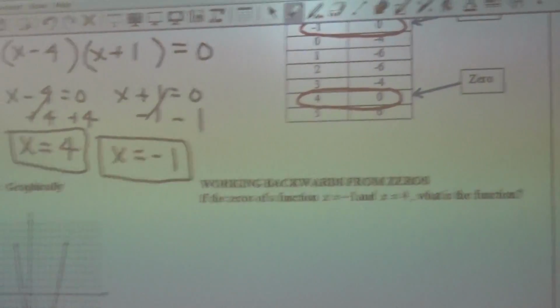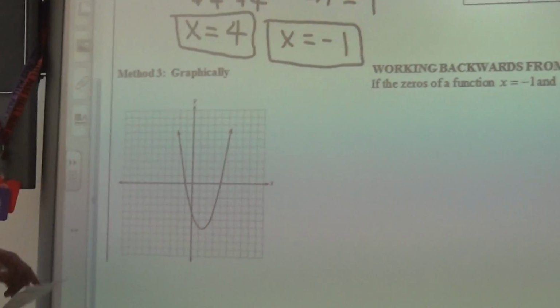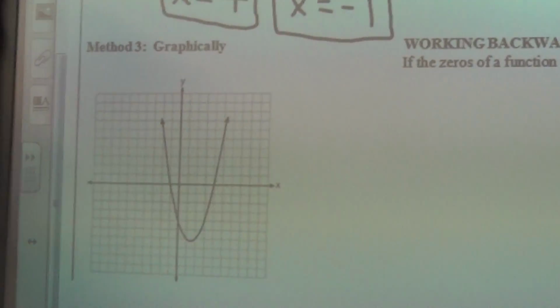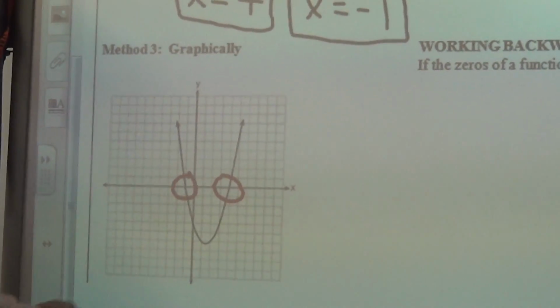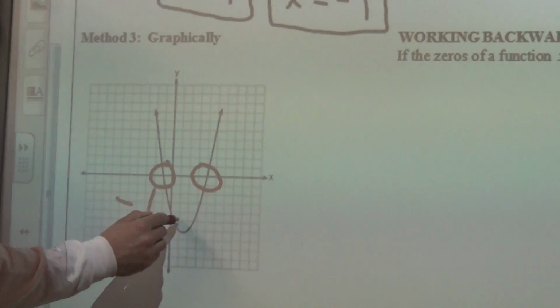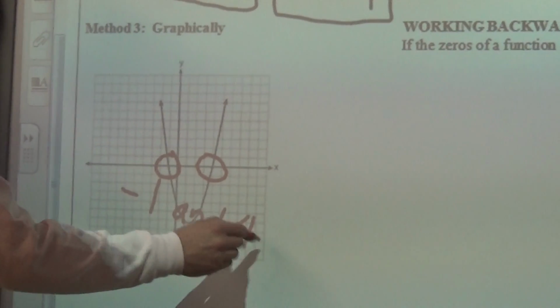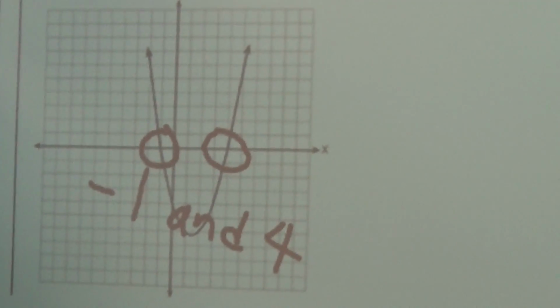Alright, the third method, and again, if you were using your graphing calculator, you enter the function into y1, you bring up the graph, and again we see this same function. Our zeros are at -1 and +4.